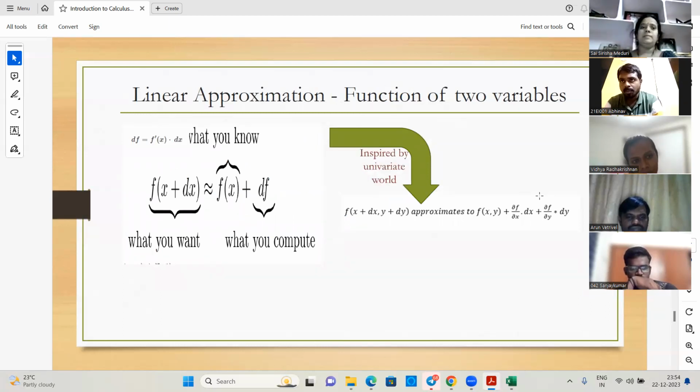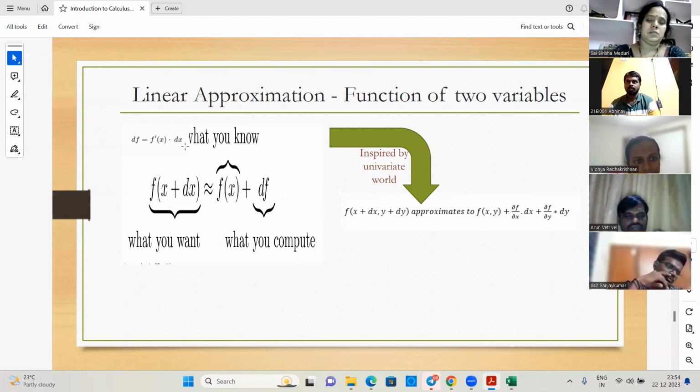But let me just stop with linear approximation. We know how we did linear approximation in the univariate world. How did we do it? This is how we did it. f(x + dx) approximates to f(x) + df, where df is f'(x) times dx, right? Simple.